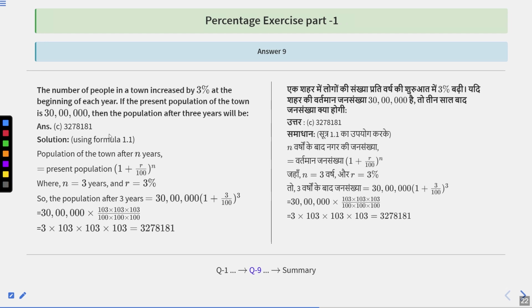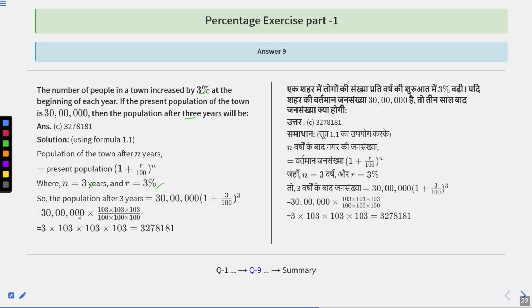So in this also we are going to use the formula 1.1, that is the population of a town after n years is equal to present population into 1 plus r upon 100 raised to power n. Here the number of years is 3, so n is 3, and the rate of growth is 3%, so r is 3%. So the population after 3 years should be present population, that is 30 lakh into 1 plus r upon 100, that is 3 upon 100 raised to power n is 3.